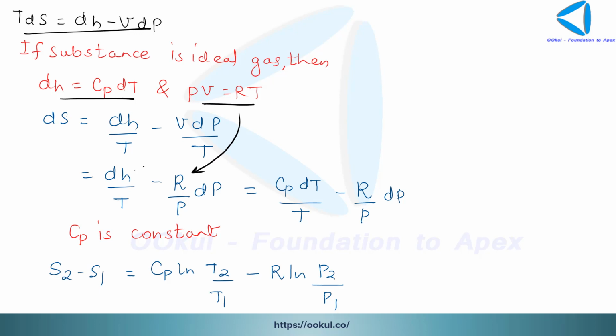Again doing the same thing, using dH equal to Cp dT, just integrating it from 1 to 2, taking Cp as a constant. So s2 minus s1 will be Cp ln T2 by T1 minus R ln P2 by P1. Okay, so these are two expressions. One is when we know the initial and final temperatures and pressure for one case, and temperature and volume for the other case.